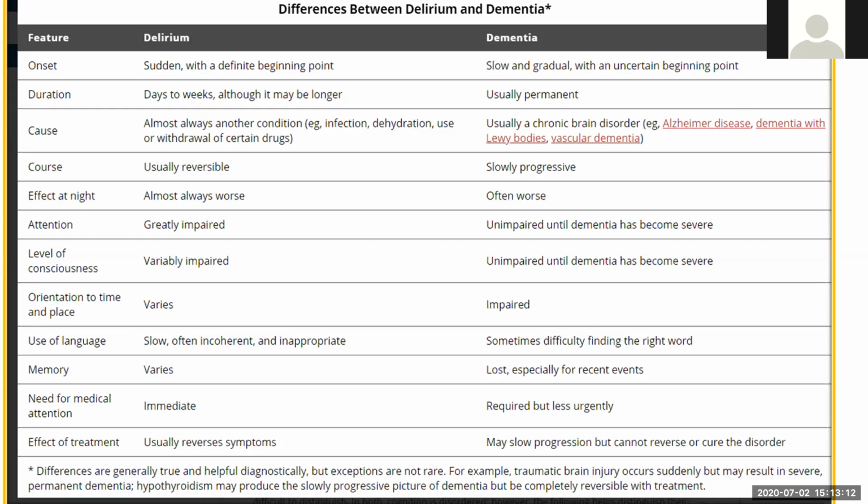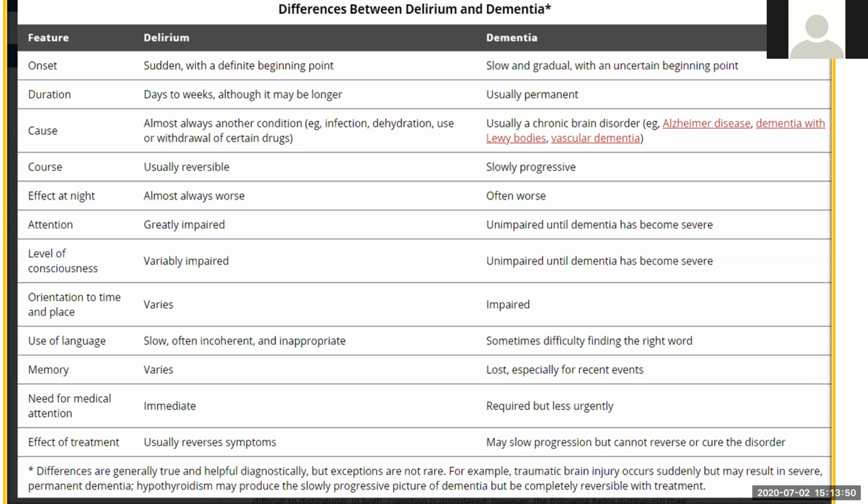So, delirium, like I said before, is sudden in onset. Dementia is more slow and gradual. Delirium happens over days to weeks, and in dementia, it is rather permanent. The cause of delirium is probably infections, dehydration, or drugs. Whereas in dementia, it's more of a chronic brain disorder. You might see it in cases like Alzheimer's disease, dementia with Lewy bodies, or vascular dementia. These are all the different kinds of dementias that we have learned about.